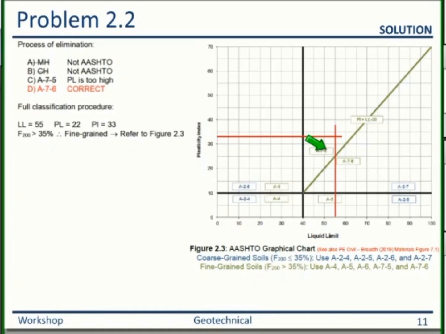But looking at the answers, it is A-7-5, A-7-6. The only difference between them is that you compare the value of PI to the liquid limit minus 30, then you can tell whether it is A-7-5 or A-7-6. In this case, PI of the soil is greater than liquid limit minus 30 value, therefore the soil is A-7-6. And by the plot also, you can see this is A-7-6. Your answer is D. Okay.